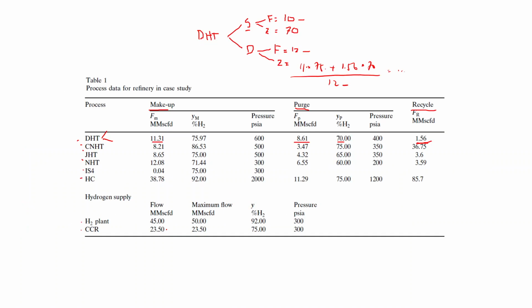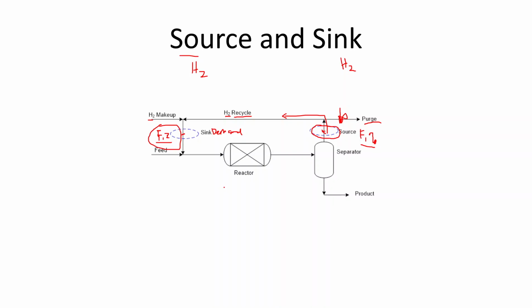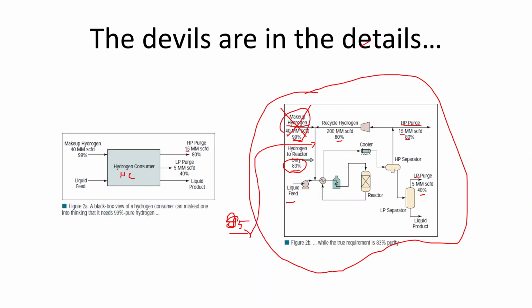In this case, adding things is easy, but can we do something in the reactor? Suppose there is a new technology requiring a lot less hydrogen consumed, because this hydrogen typically is a huge flow. You can see here in this example, it's a huge flow. It's 200 million scuffs compared to this 40 million scuff.